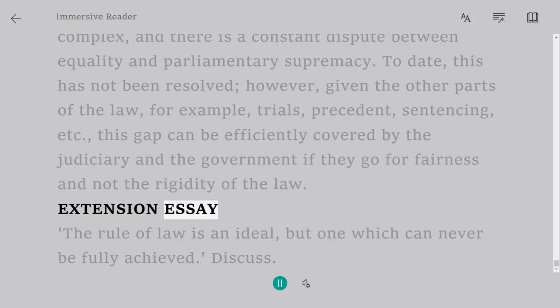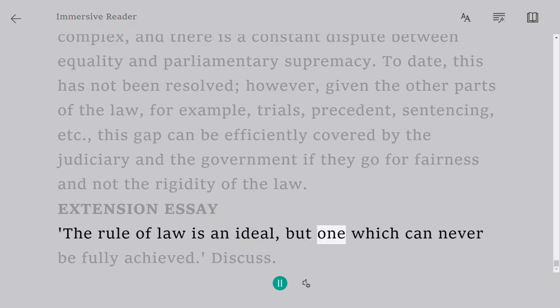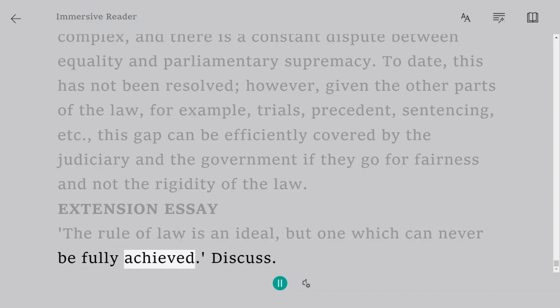Extension essay. The rule of law is an ideal, but one which can never be fully achieved. Discuss.